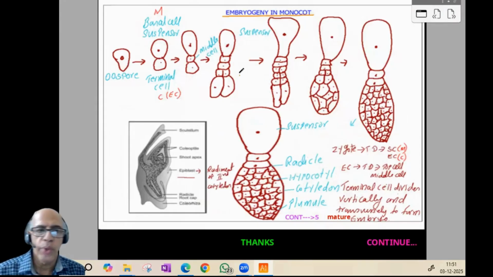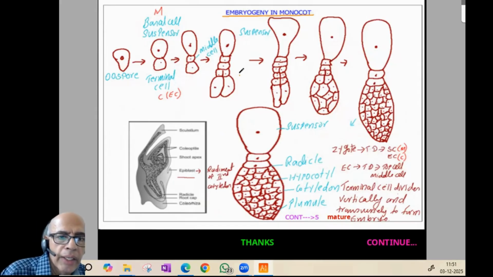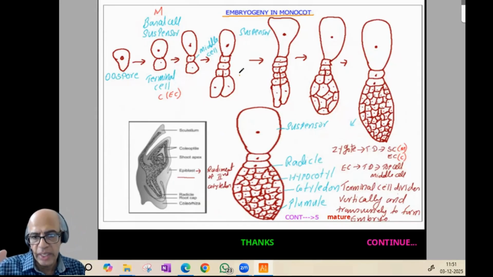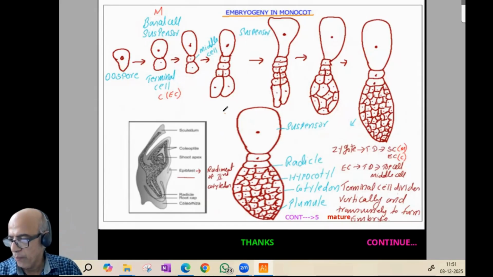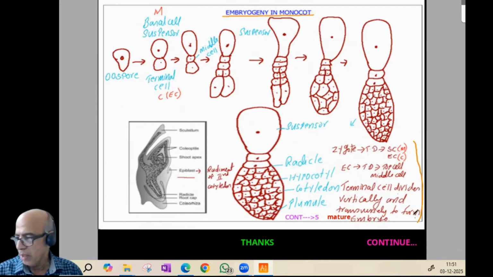Now comes monocot. When we come to monocot, again oospore, diploid, the fertilized oosphere. Oospore undergoes transverse division to form the basal cell or suspensor cell, then the terminal cell, then further division proceeds, suspensor, then all that detail is the same, and finally it develops into a mature embryo. In monocot, I wrote here conveniently so that you can easily study what divisions take place: what happens to the basal cell, what happens to the terminal cell, then how the mature embryo will be formed.